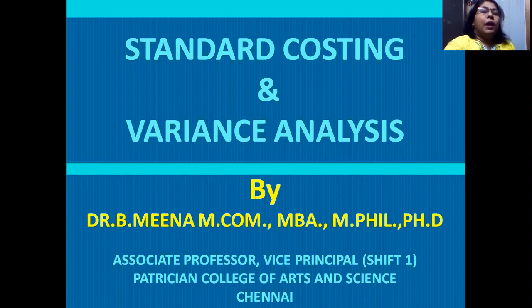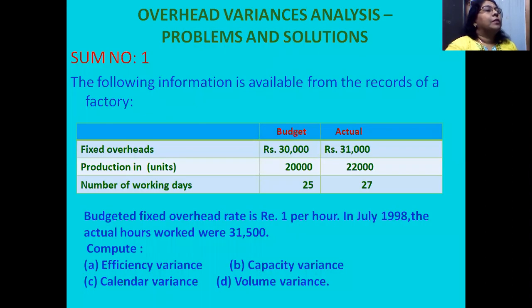In this video, I'm going to discuss one more problem on overhead variances. Let me check the problem. The following information is available from the records of a factory: fixed overheads, production in units, number of working days. We have the information both for standard as well as actual. And look at the para.